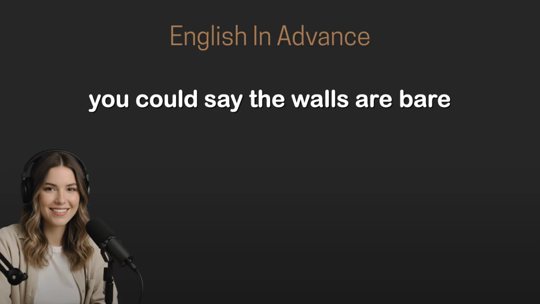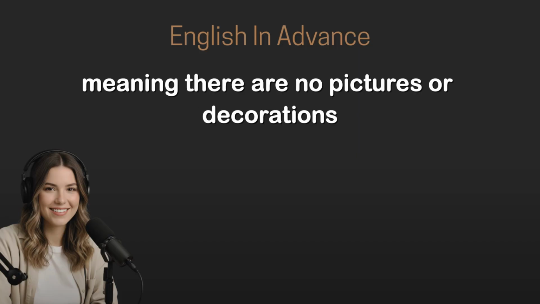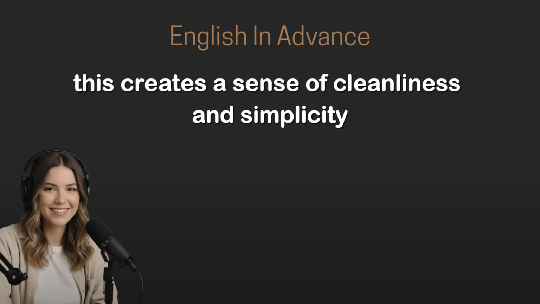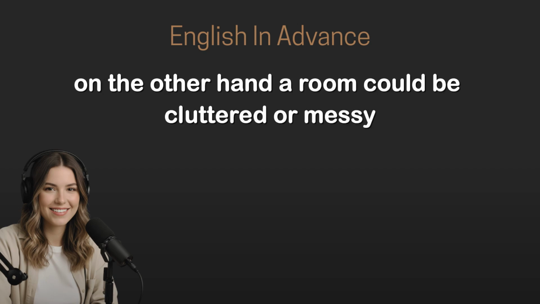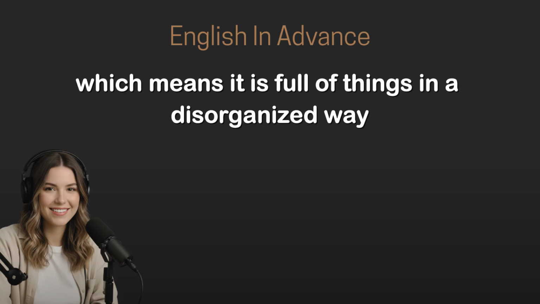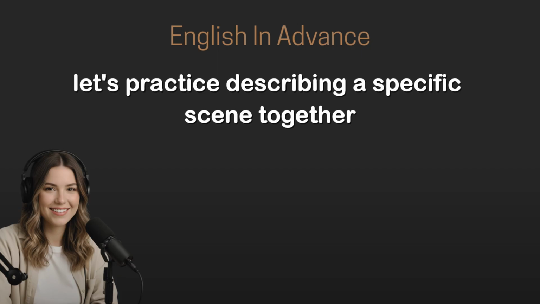You could say the walls are bare, meaning there are no pictures or decorations. This creates a sense of cleanliness and simplicity. On the other hand, a room could be cluttered or messy, which means it is full of things in a disorganized way. Let's practice describing a specific scene together.